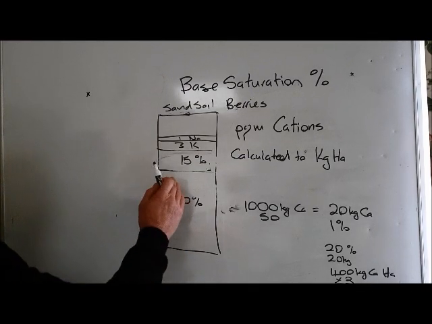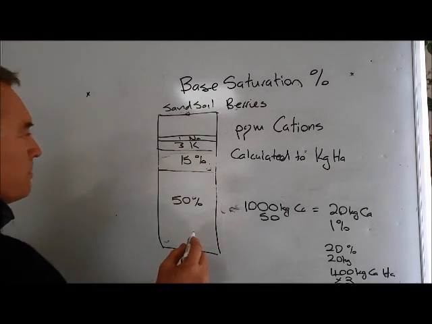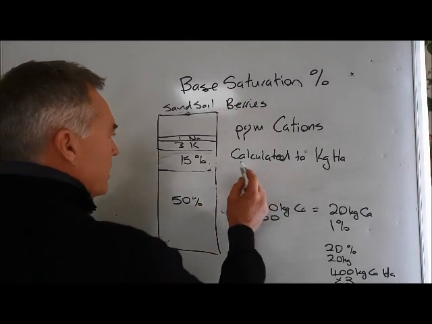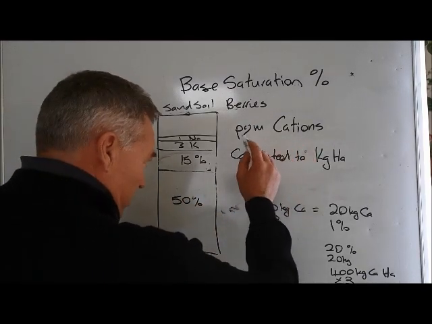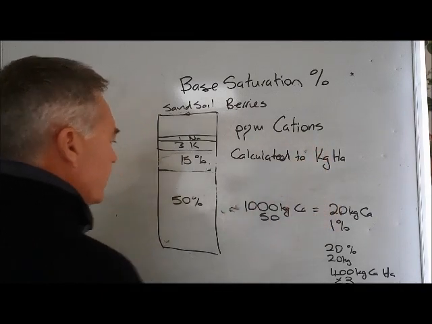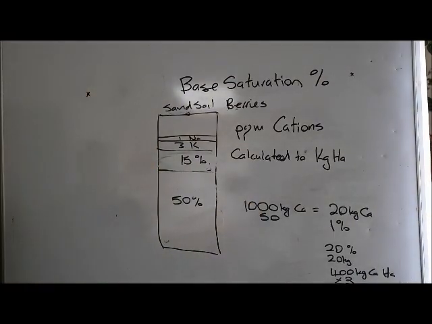It's only a percentage. When you have that percentage, you have to have the cation exchange capacity, you have to have the parts per million of calcium, which is then calculated in, the parts per million of the cations, then it's calculated into the kilograms per hectare, and then you have the starting point to make those changes that you'd like to make.